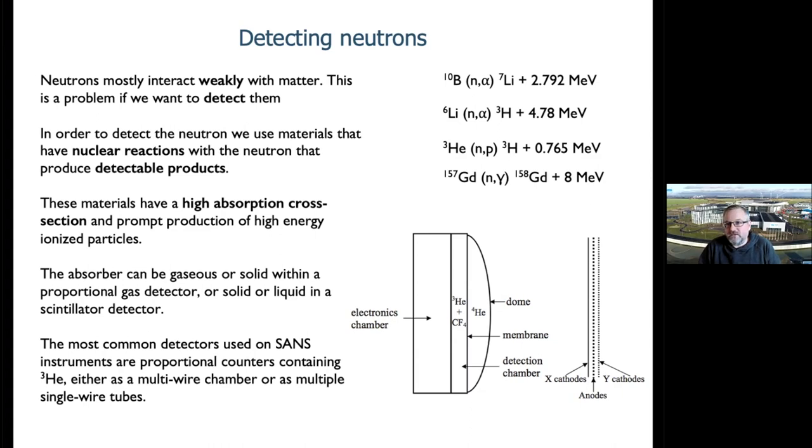However, this is a significant problem if we actually want to detect them. I mentioned this morning that we have very few neutrons. We have a low intensity of sources. And so we really want to make sure that we're counting as many of them as possible.